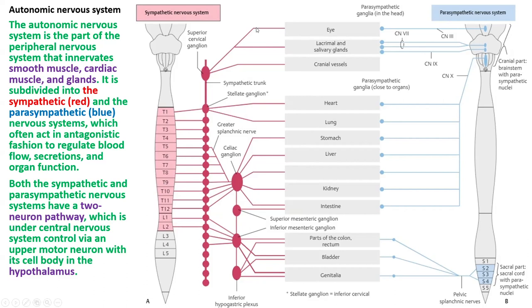So the postganglionic fibers, or postsynaptic fibers, are the fibers that are affecting the target in the sympathetic system.